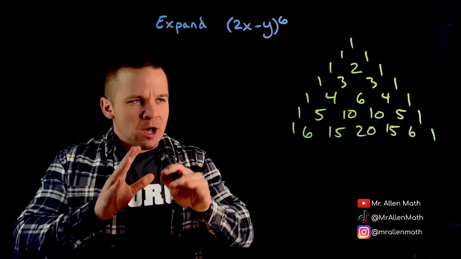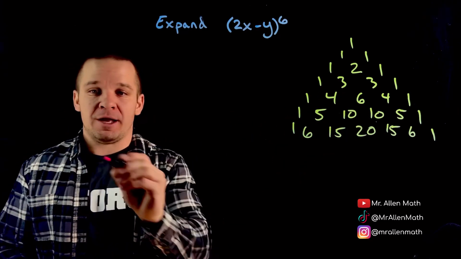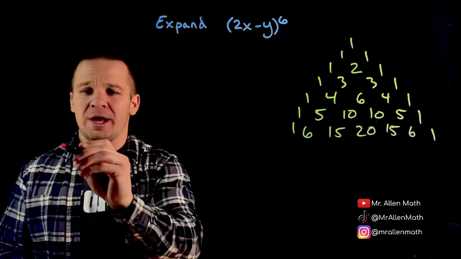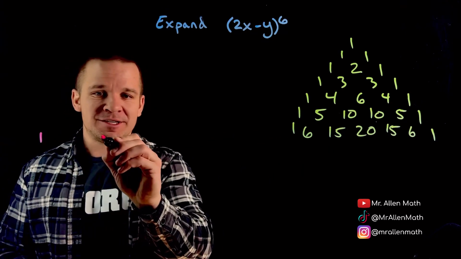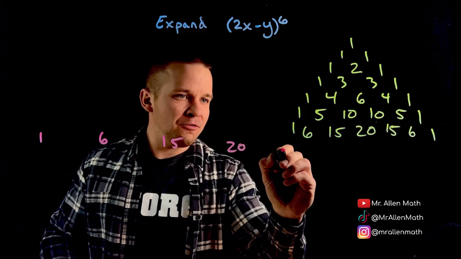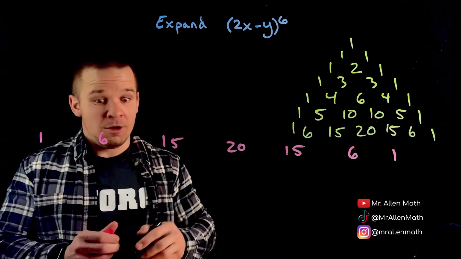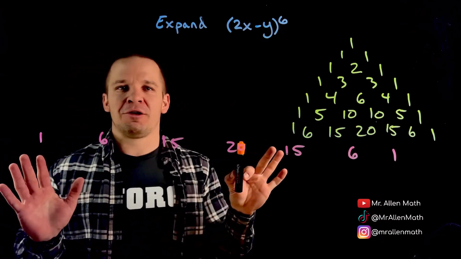So we got that last row that we're going to be using there. Last row, I'm going to have that 1, 6, 15, so on and so forth. I'm going to spread it out quite a bit. We're going to have 1, 6, 15, 20, 15, 6, and 1. I'm going to get colorful with this one.